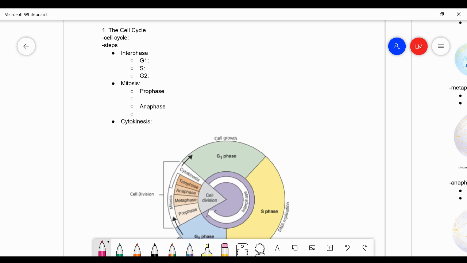This video covers the cell cycle. The cell cycle is the process of cell growth and division. The cell cycle happens in 3 distinct steps, but some of these steps have sub-steps to them.